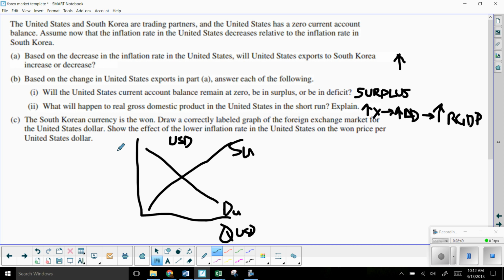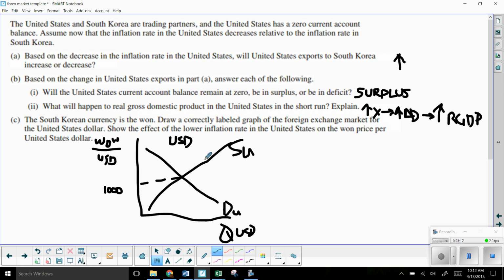So they're really looking to see, can you do the labeling? What do we have up here? This is going to be the price of $1. So it's going to be won per dollar. Not very neat, but that's the idea, right? And it's possible that, at the beginning here, make up a value that's hopefully plausible. There's like 1,000 won per US dollar at the beginning.